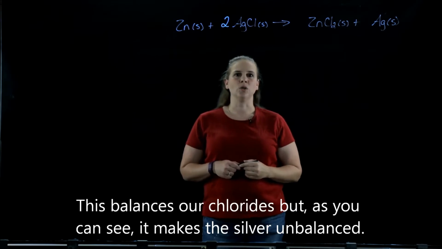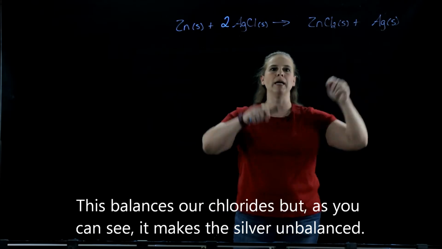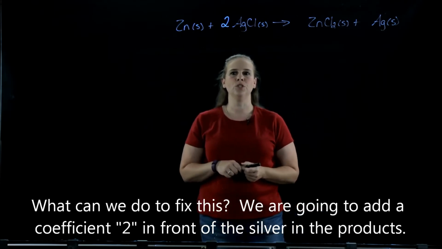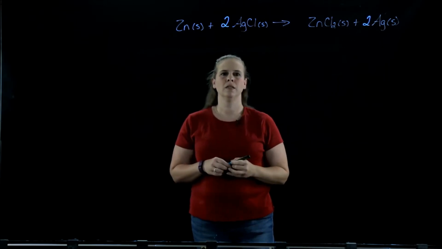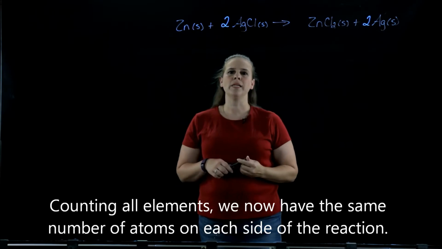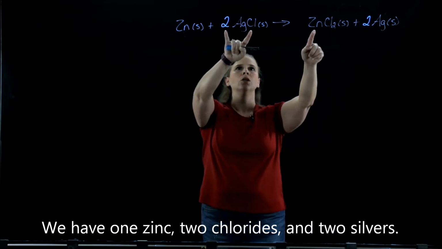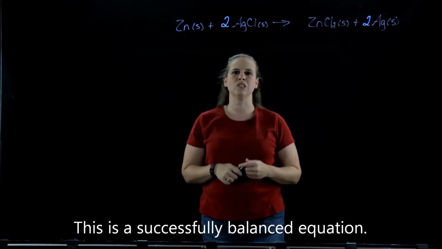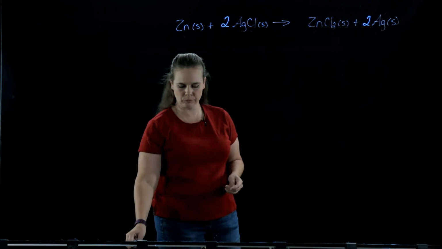This balances our chlorides, but as you can see, it makes the silver unbalanced. What can we do to fix this? We're going to add a coefficient of 2 in front of the silver in the products. Counting all elements, we now have the same number of atoms on each side of the reaction. We have 1 zinc, 2 chlorides, and 2 silvers. This is a successfully balanced equation. Let's try another example.